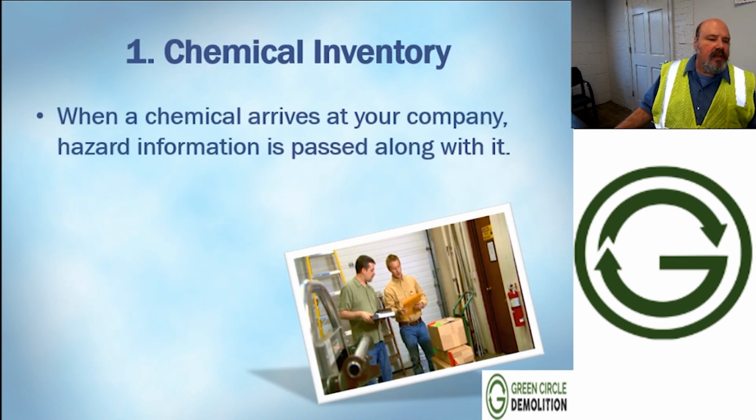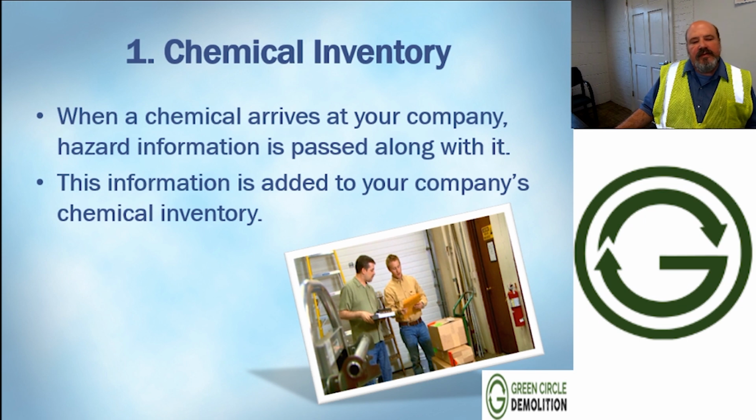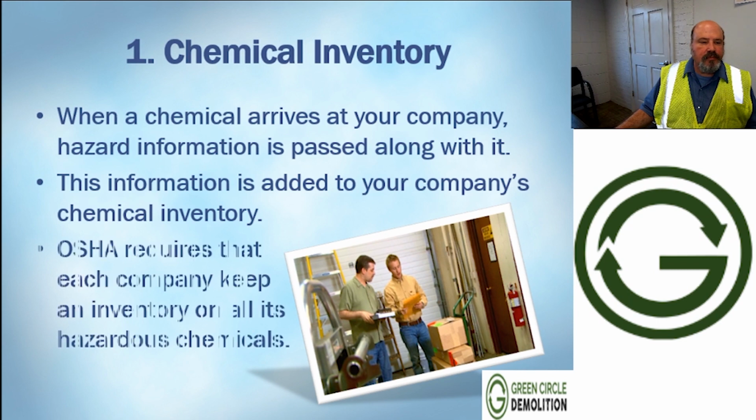Chemical inventory: when a chemical arrives at your company, hazard information is passed along with it. We have an SDS book that lists all chemicals that we have in our company. If you do not have one of these, make sure you get with your supervisor and make sure you have one available for all your guys if they want to look at it. This information is added to your company's chemical inventory. OSHA requires that each company keep an inventory of all its hazardous chemicals.